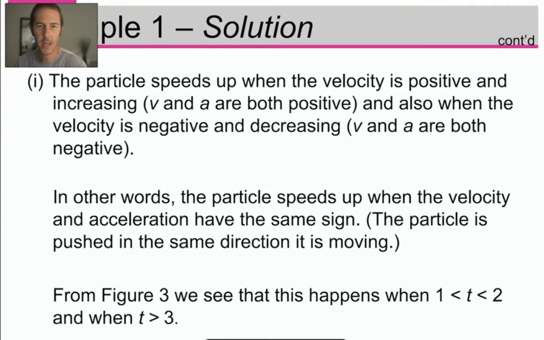So we've made it up to I, and the question is, the particle speeds up. So when is the particle speeding up? The answer to that question is, the particle is speeding up when your velocity is positive and your velocity is increasing. In other words, when v and a are both positive. And we're going to look at this graphically.